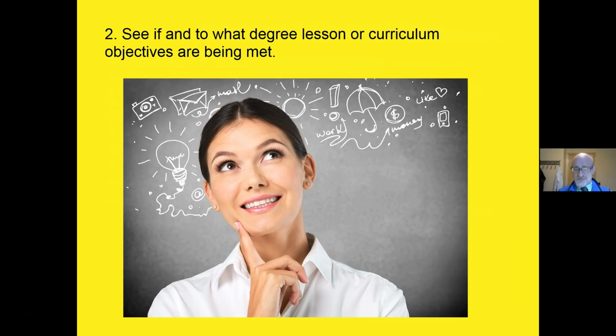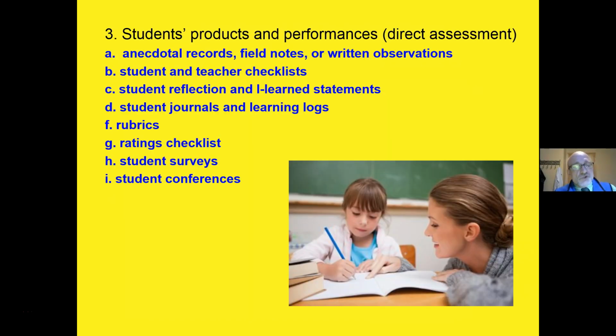And then you want to see if and to what degree the lessons or the curriculum objectives are being met. In reflecting on student learning, you can collect data, and your data would be students' products or performances. Now, I believe in authentic or direct assessment, and this is when you use students' actual products and performances as opposed to some sort of standardized test, which is an indirect assessment of students' learning. And you see all these: anecdotal records, written observations, rubrics, reflections, I learned statements, conferences.